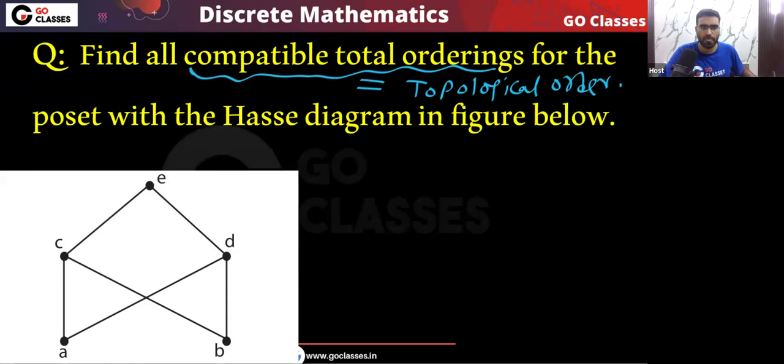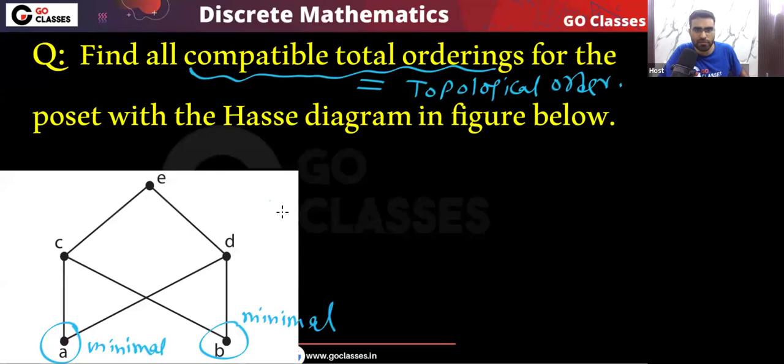Now you already know, if I want topological order, then my starting point will be a vertex with no incoming edge. That also you know. In the topological order, the starting point is a vertex with no incoming edge. Now you tell me which vertex has no incoming edge here? That is the minimal element. Minimal element has no incoming edge. So you can see this is minimal, this is minimal. These are minimal. So your starting point will be a minimal vertex.